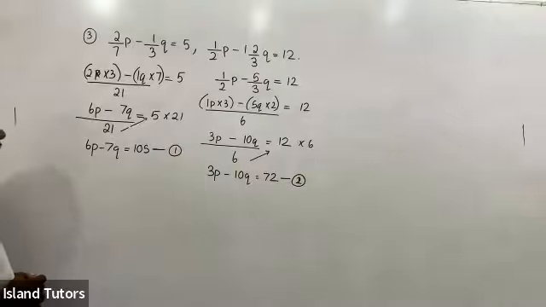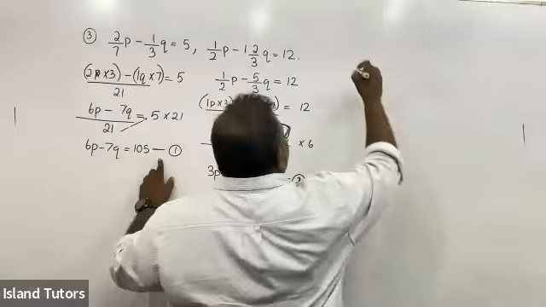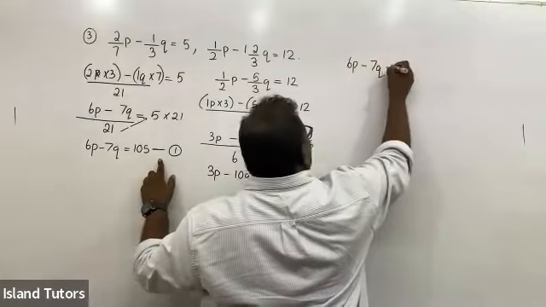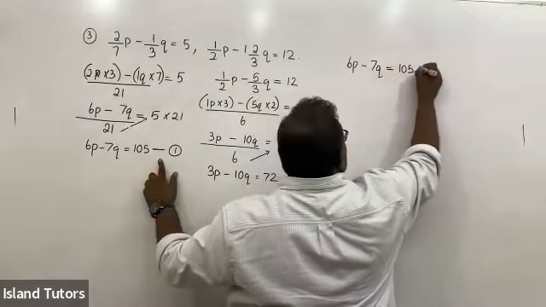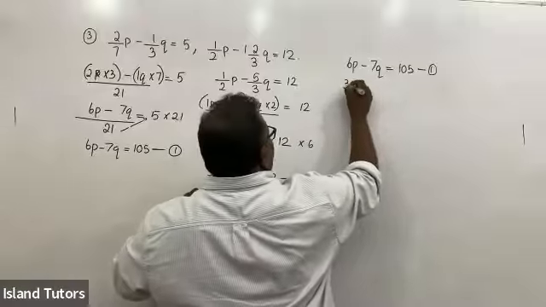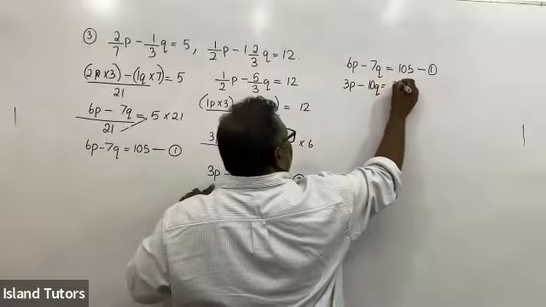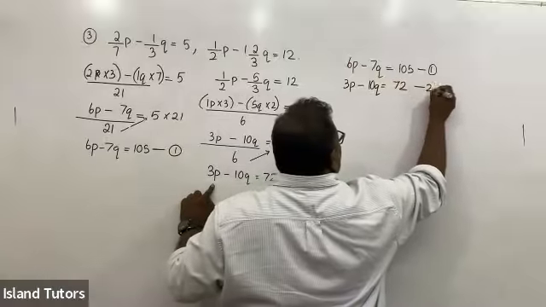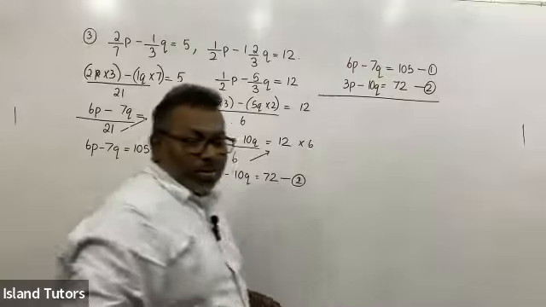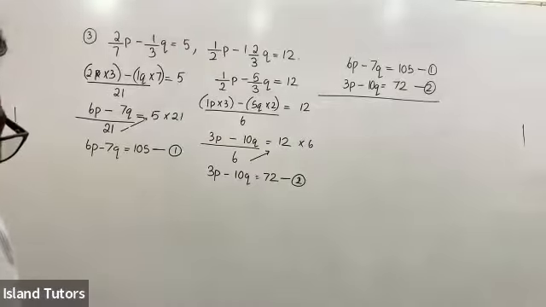Right? So second equation, I'm going to take it to this side. So your first equation is 6p minus 7q is equal to 105 and 3p minus 10q is equal to 72, which is your second equation. Clear? Any questions so far? No, sir.